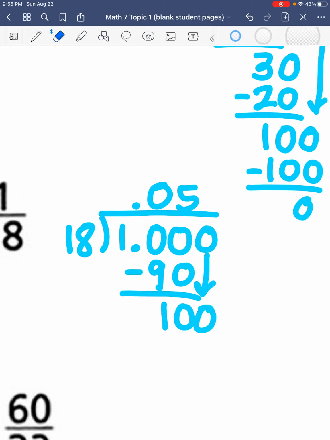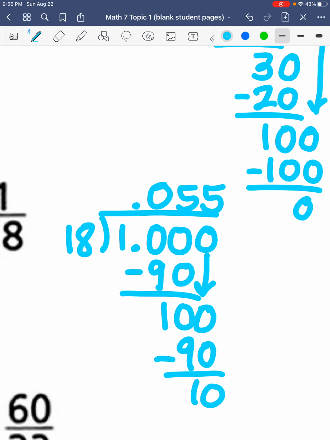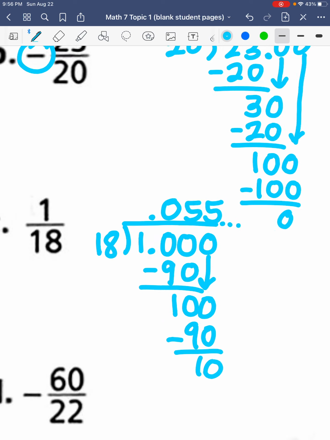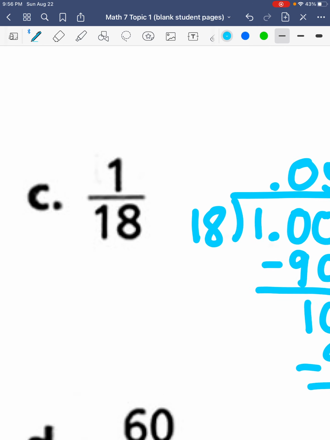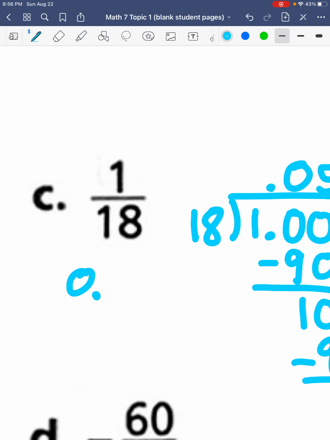How many times does 18 go into 100? It goes in 5 times. 5 times 18 is 90. When I subtract, I get 10, and I am in the same scenario. So I know that that 5 is going to continue on. So I know that my decimal equivalent here is 0.05 repeating.